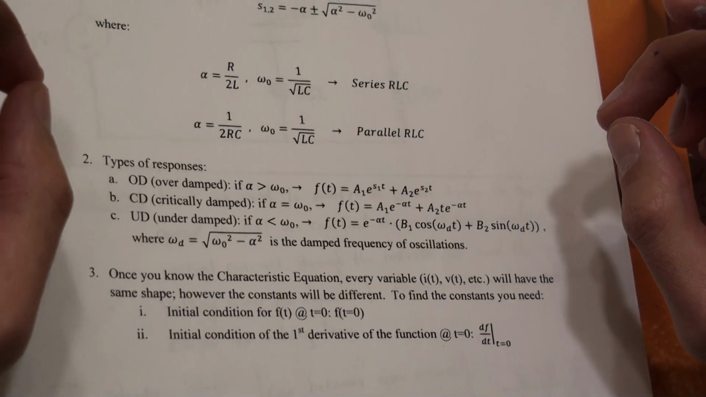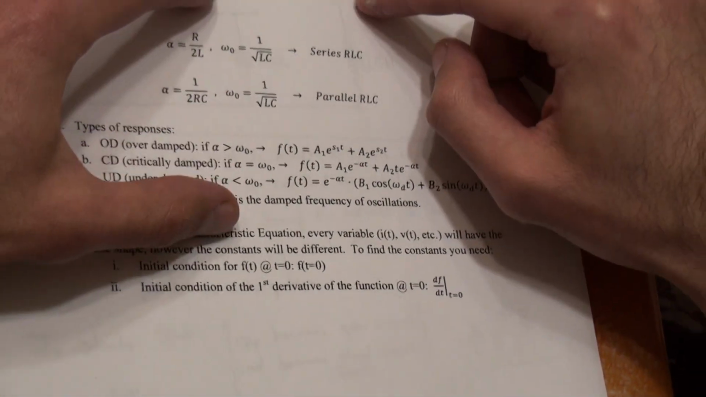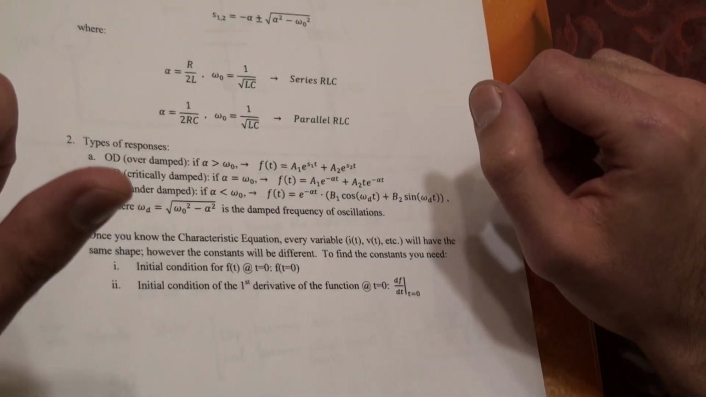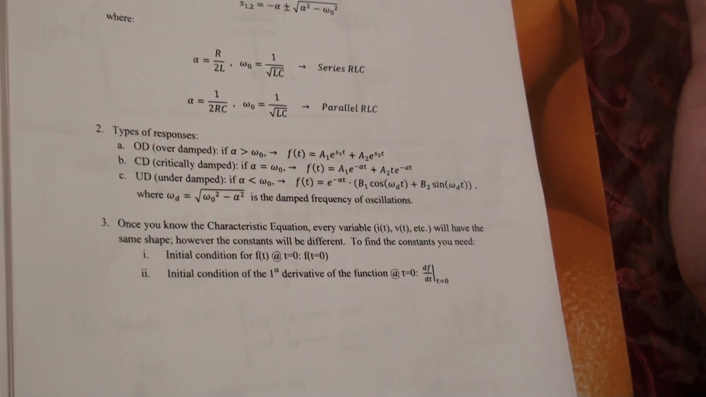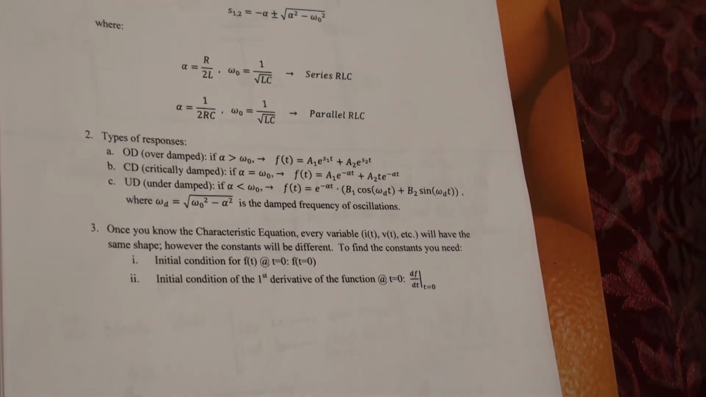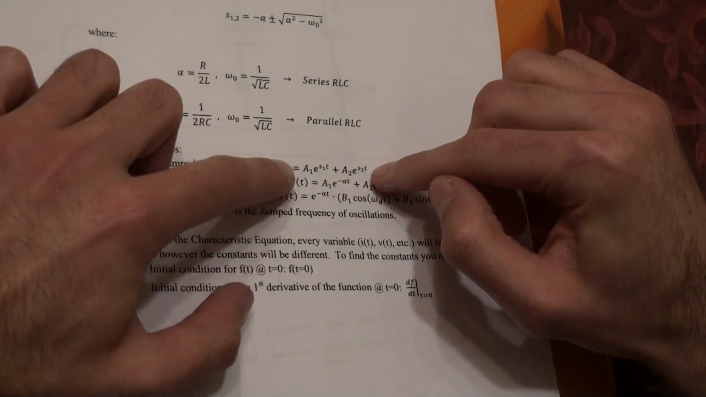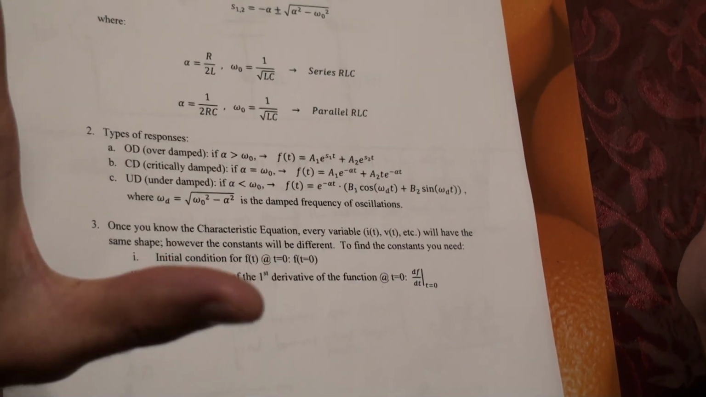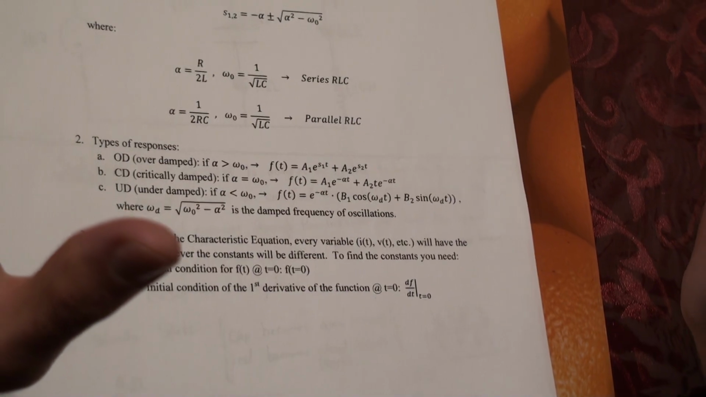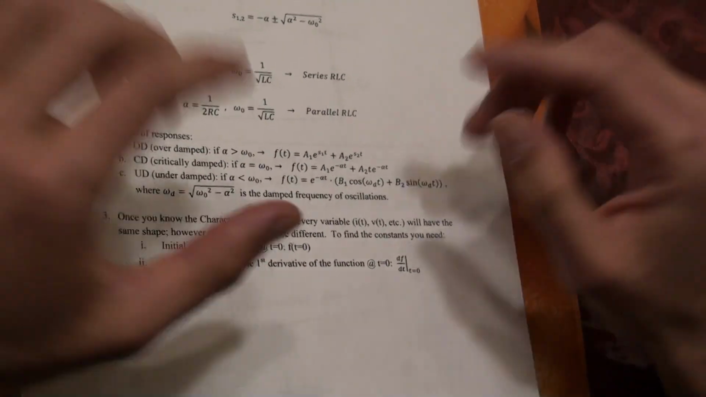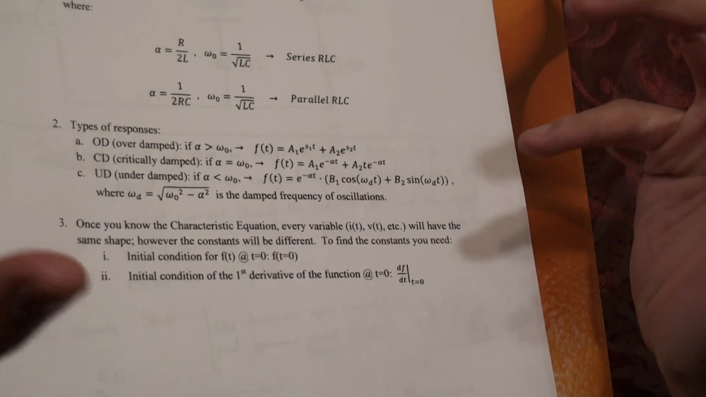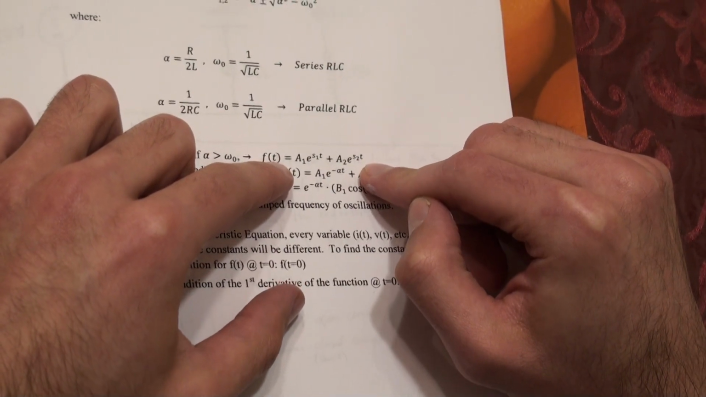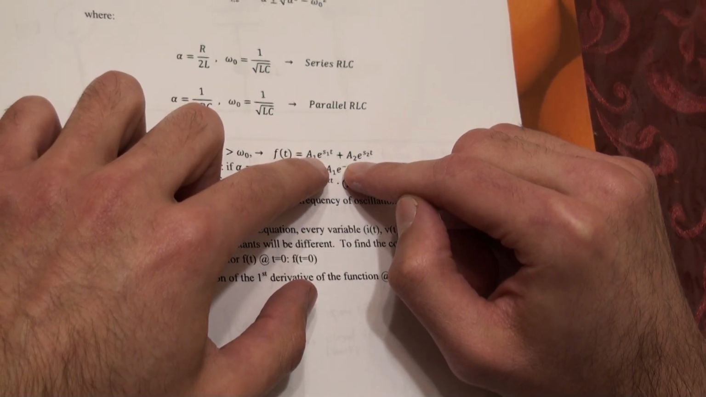So once you have your characteristic equation, from there you can find your solutions. You know what type of response you have: is it overdamped, critically damped, or underdamped, based on whether alpha is greater than, less than, or equal to omega naught. Then, once you have that, you know the shape of any variable in the circuit. Now, the only thing that remains to be found are the constants. So let's say you're looking for the current, and you have an overdamped case. Then your current will have exactly this shape. And what remains to be found are your constants A1 and A2.